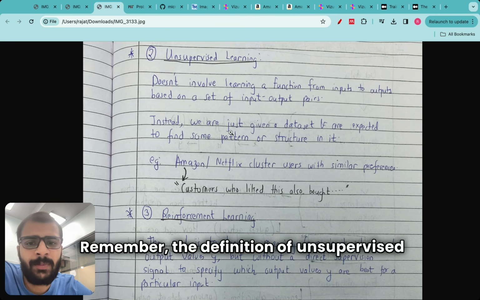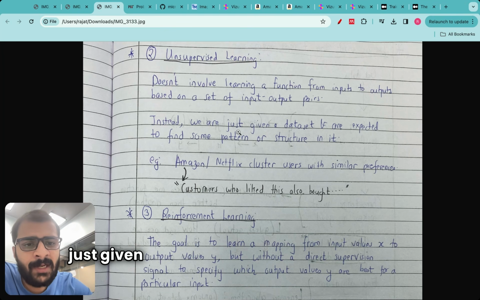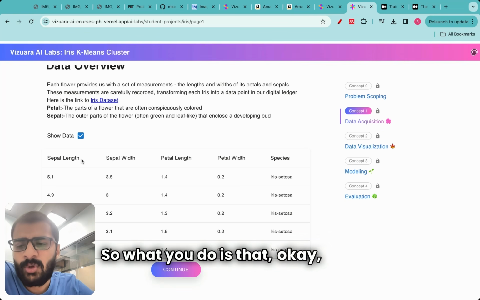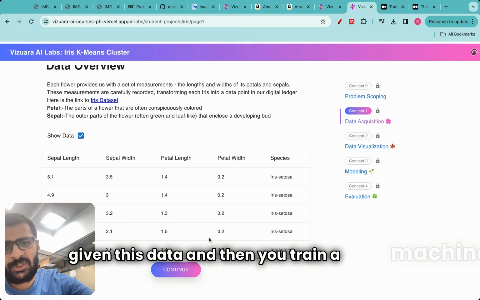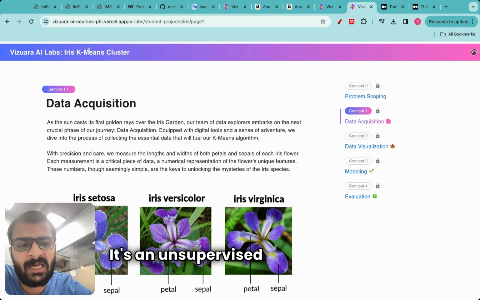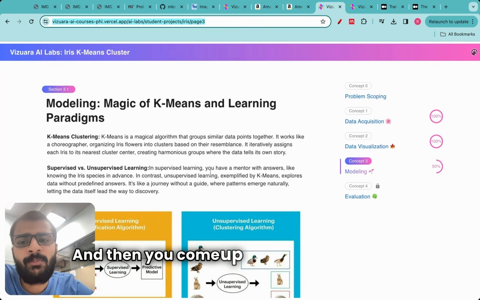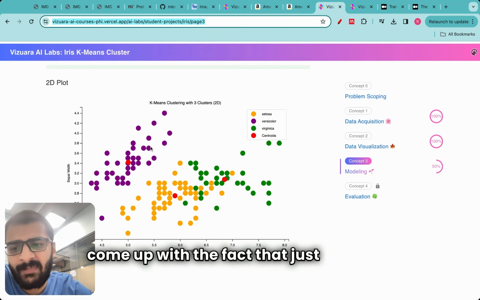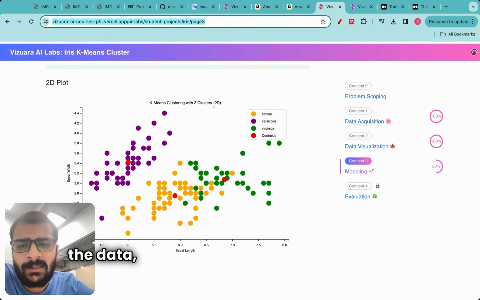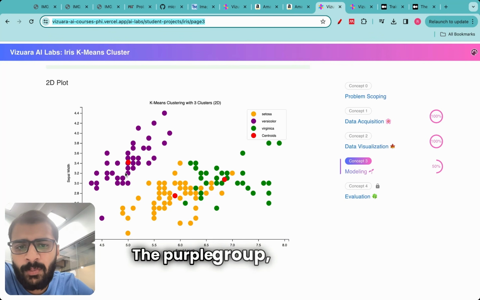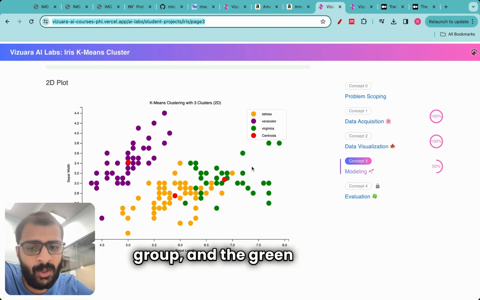Remember, the definition of unsupervised learning is that we are just given a data set and are expected to find some pattern or structure in it. So what you do is that, okay, you are given this data and then you train a machine learning algorithm, which is called k-means clustering. It's an unsupervised ML algorithm, and then you come up with this answer. You come up with the fact that just based on the data, this data clusters into three groups: the purple group, the yellow group, and the green group.